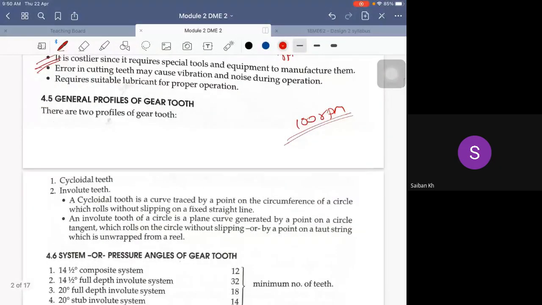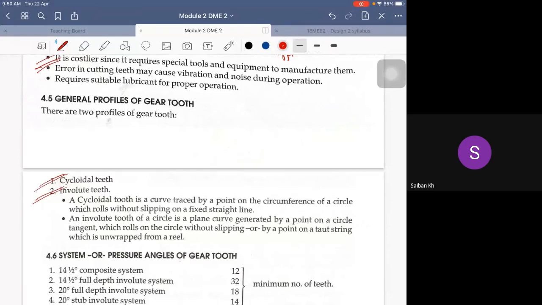I told you about the curved tooth profiles, isn't it? For these curved tooth profiles, you have two different tooth profiles to be understood. One is the cycloidal, the other one is the involute. So what is the cycloidal tooth profile and what is the involute tooth profile? I would just say you try to understand it. If you don't understand it also, no issue. It will never be asked in an examination.